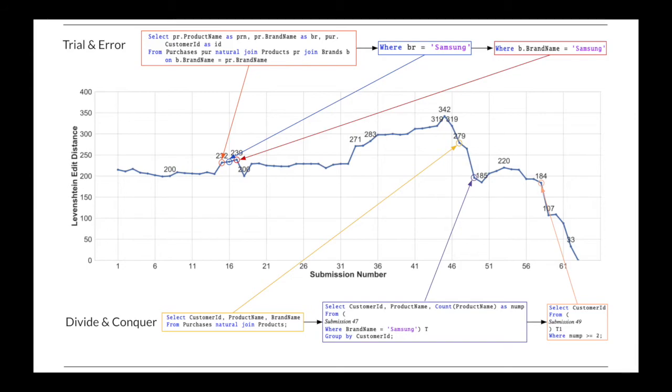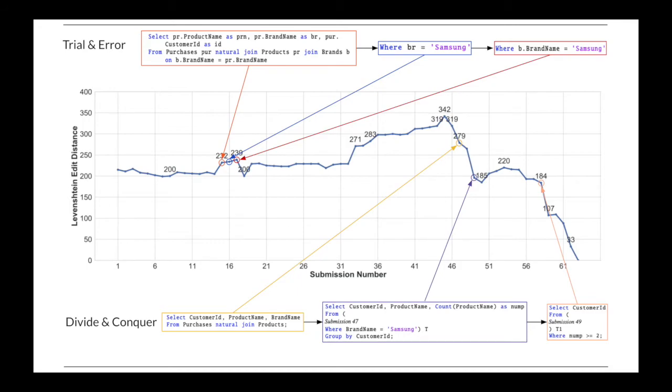For divide and conquer, we see that the student creates and tests its subqueries first before merging them into its final query. The 47th submission shown in yellow served as the subquery of the 49th submission in purple, and the 49th submission served as the subquery of the 58th submission in peach.